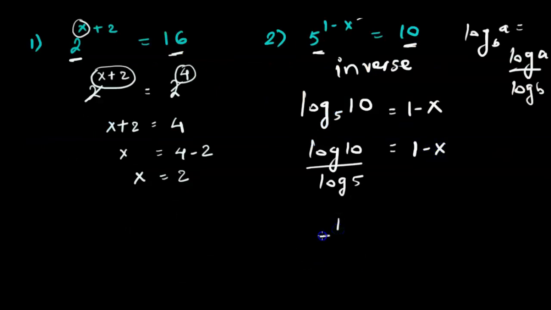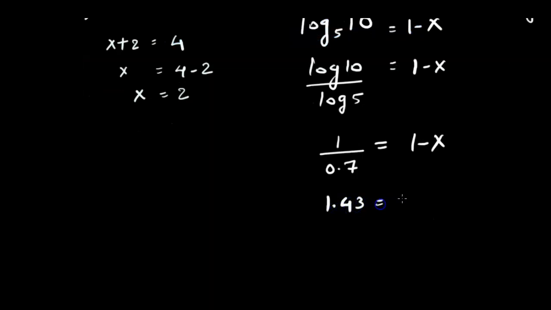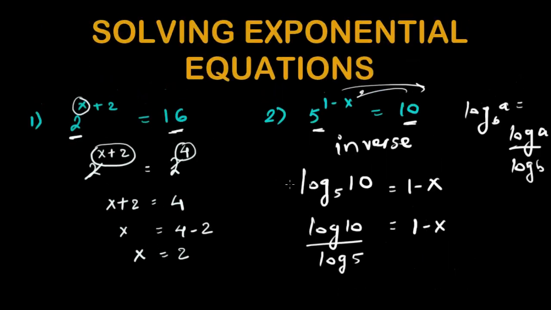Log 10 is nothing but 1. When you put this on the calculator, you'll get 1. Log 5, when we put on the calculator, we get 0.7. It's 0.69. We can round it to 0.7. That is equal to 1 minus x. When we divide 1 by 0.7, we would get 1.43. So here we get 1.43 equal to 1 minus x. x is equal to nothing but 1 minus 1.43. That is negative 0.43. So this is how we find out the value of x by inversing the exponential function.